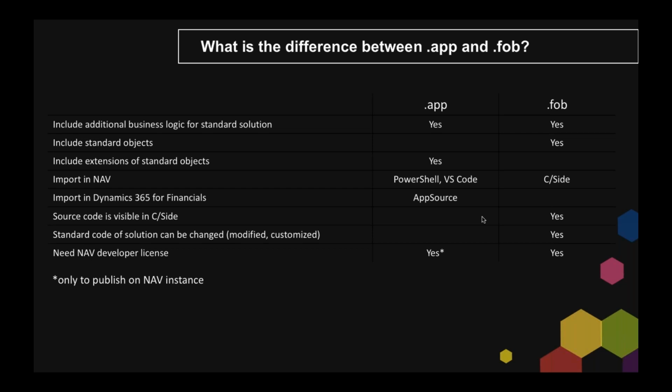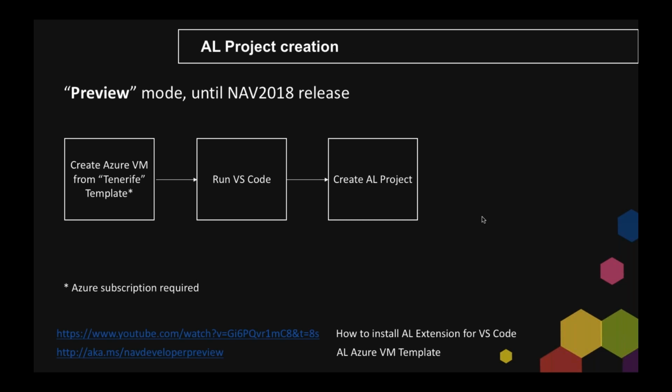So what's the difference between FOB and app? An app doesn't contain any standard code of NAV, just our code. We publish an app on a NAV instance using VS Code or PowerShell, or we use AppSource in the case of Tenerife, or Dynamics 365, as it's called now. The source code of an app is not visible to others after publishing, and we don't need a developer license to write code, but we need a license to publish an app on a NAV instance.